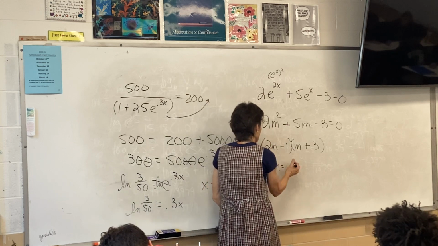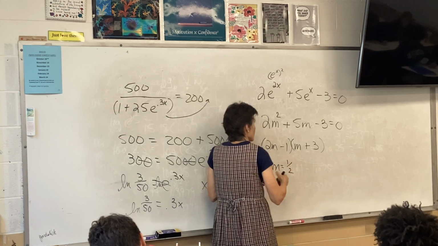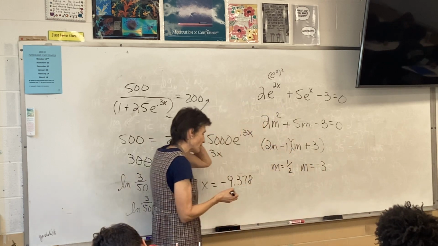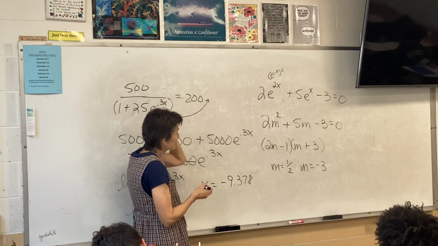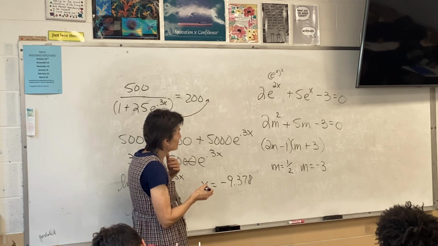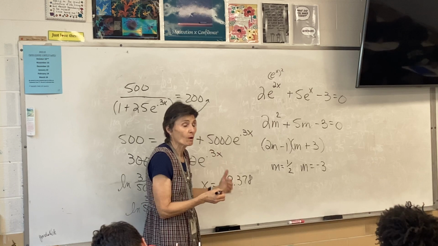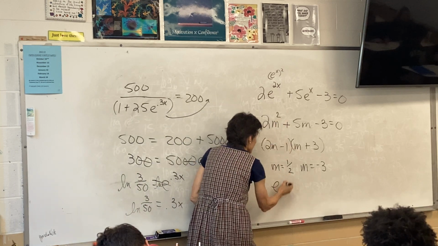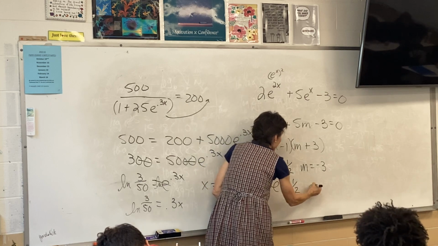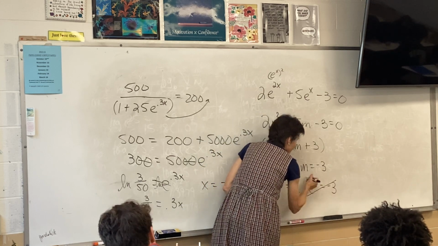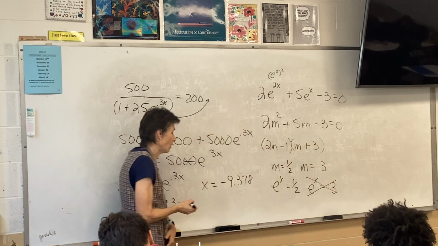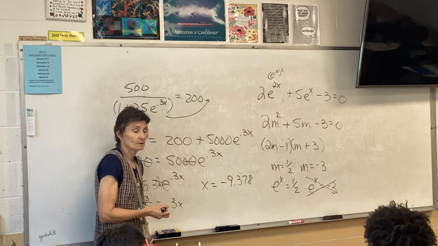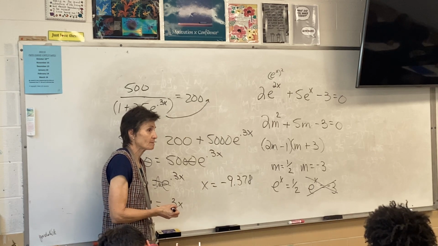So my U values or M values or whatever letter you want to use are 1/2 and -3, is that right? Those aren't the answers though, are they? M was e to the x. So e to the x is 1/2, or e to the x is not -3. So you can cross that one off. Can't raise a positive number to a power and get a negative, that's not possible.